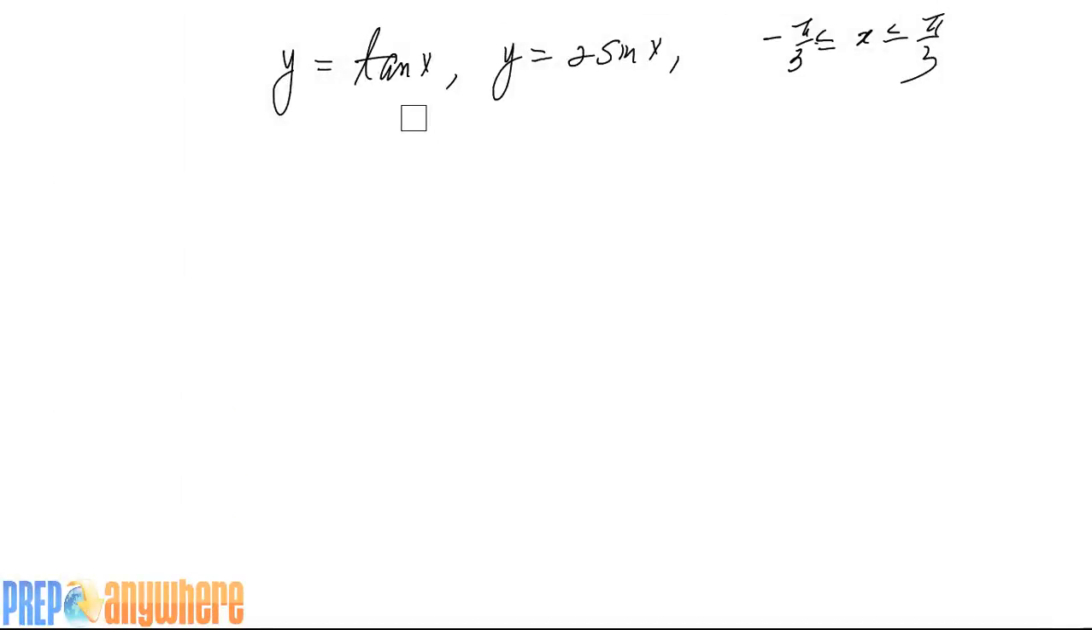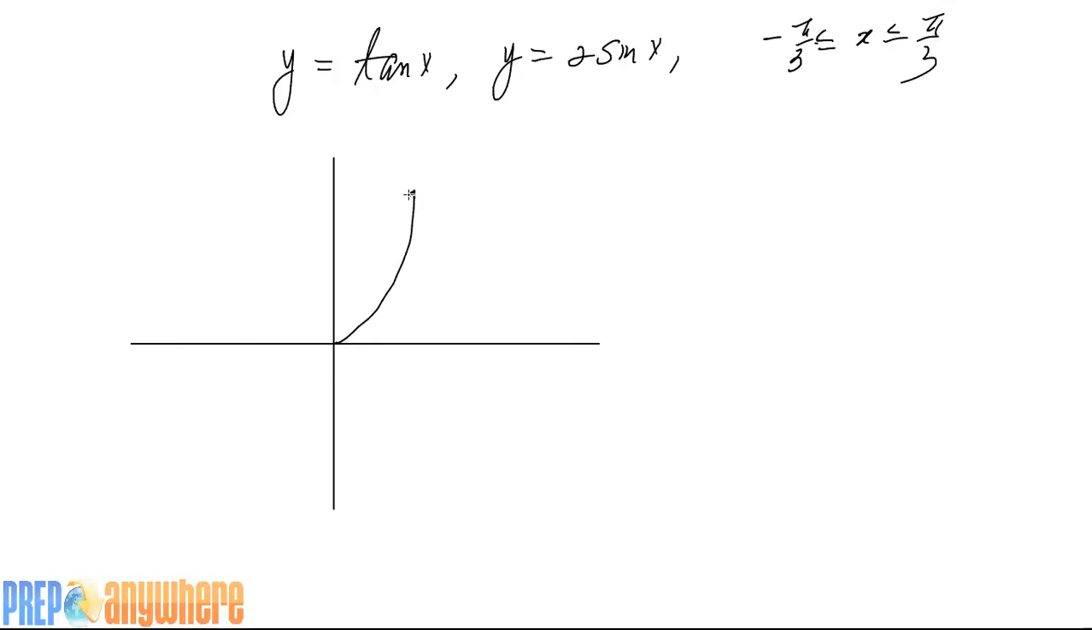Okay, so y equals tangent of x and y equals 2 sine of x. Let me just draw a rough picture of tangent of x. Roughly it looks like that. It's got minus pi over 2 and pi over 2 as asymptotes. And y equals 2 sine of x.